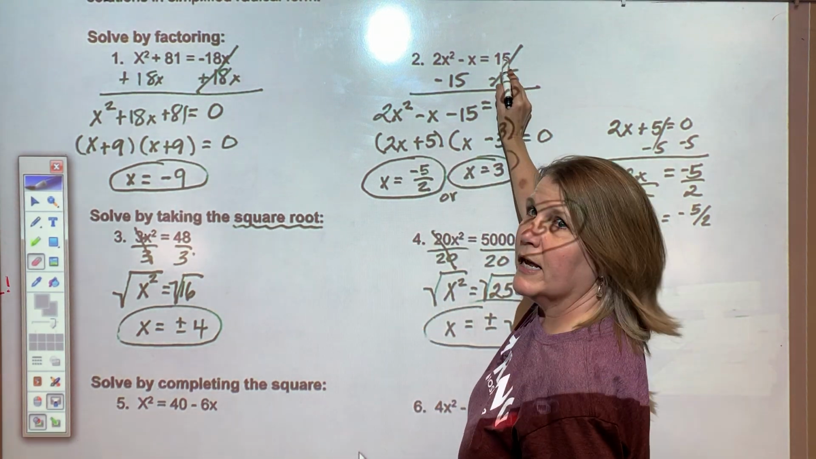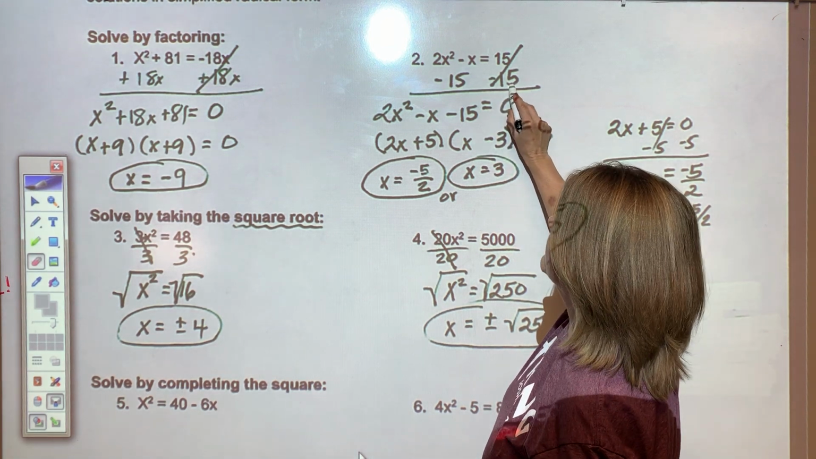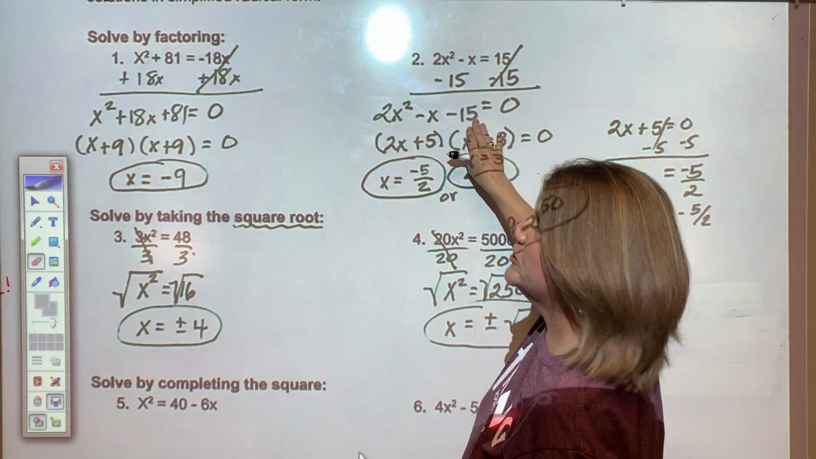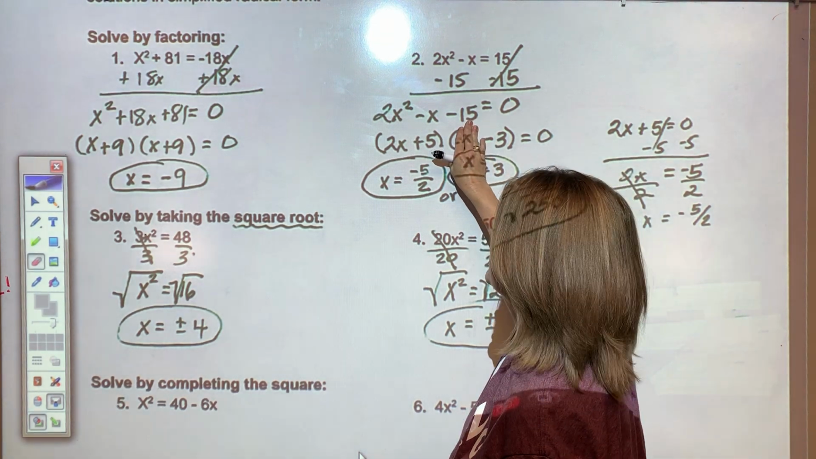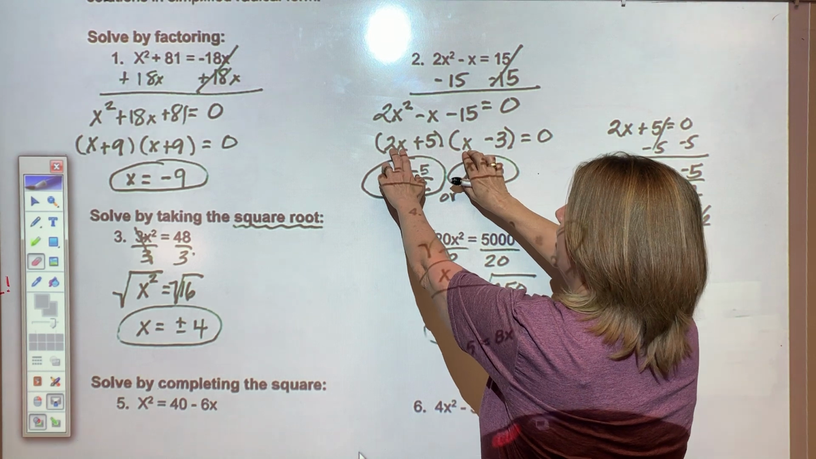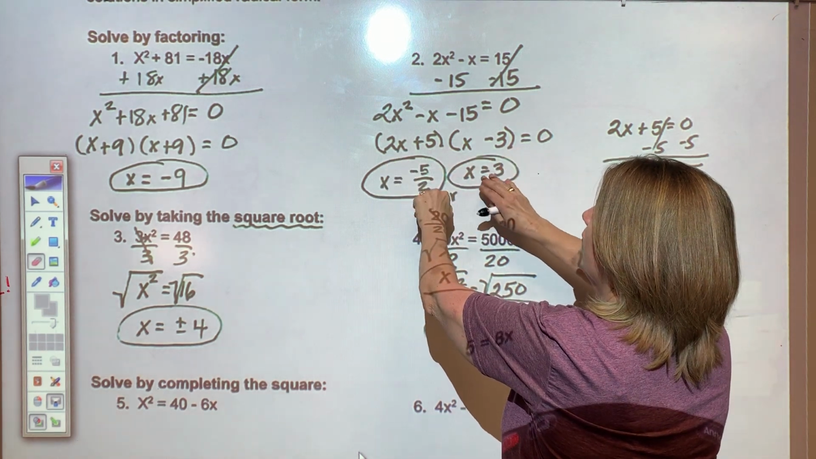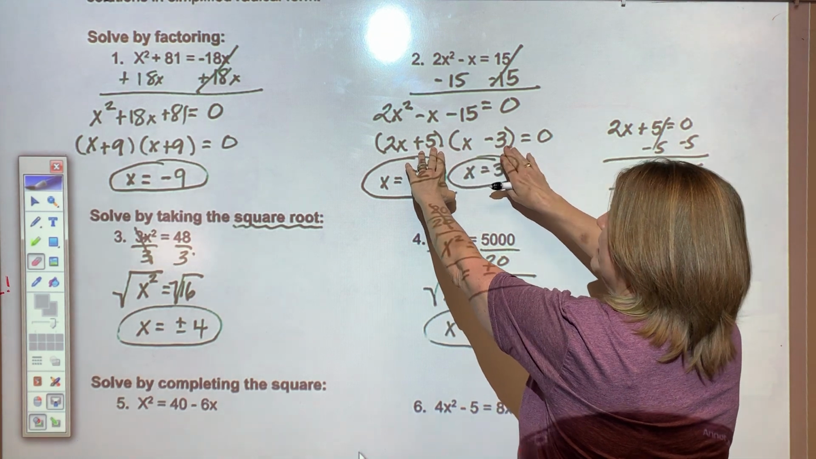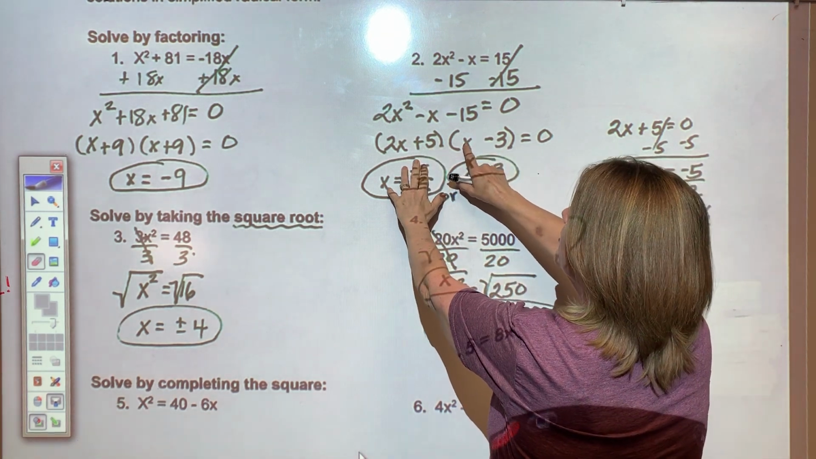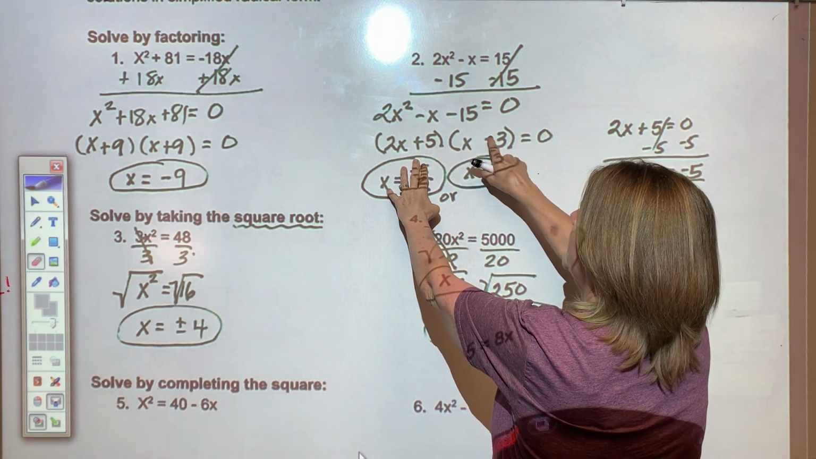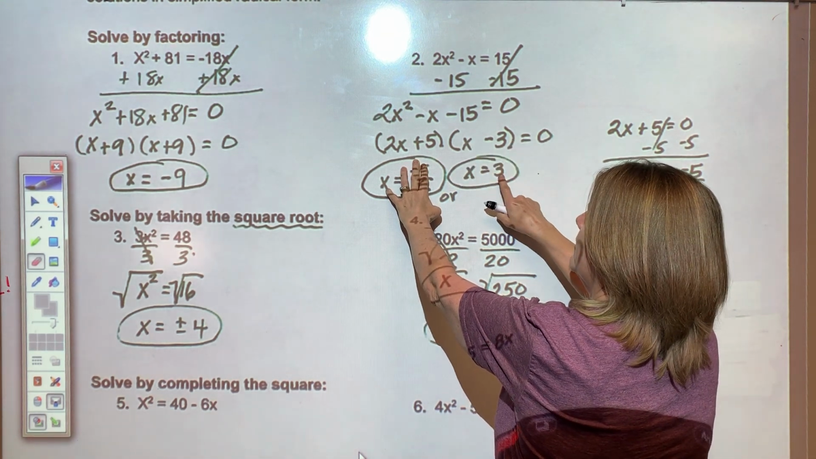In this one, again, we had to get it equal to 0 by subtracting the 15. It had no like terms, so we just shifted it down to the end where plain integers go. This had a coefficient, so I had to break it apart into 2x and x, and then the factors ended up being 2x plus 5 times x minus 3. This one was fairly simple though. For this binomial to be 0, x would have to be 3. 3 minus 3 would be 0, so x could be 3.